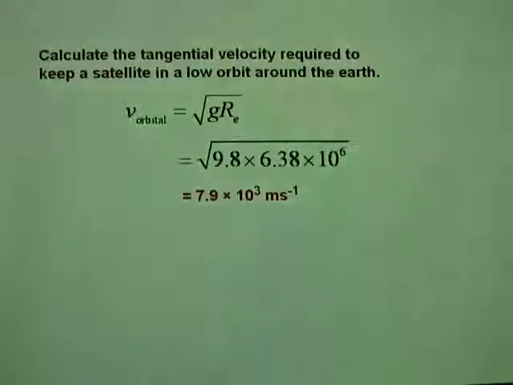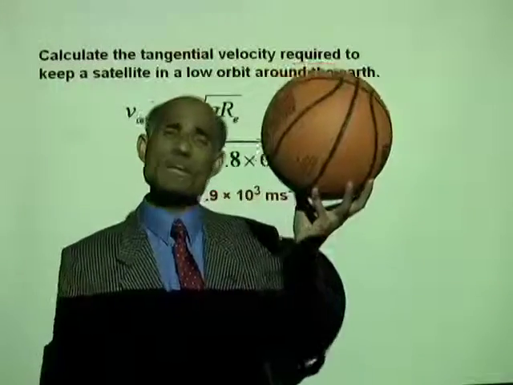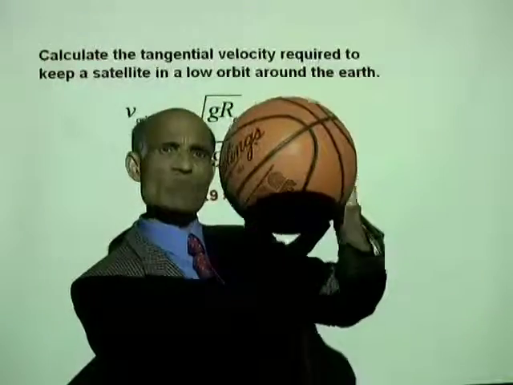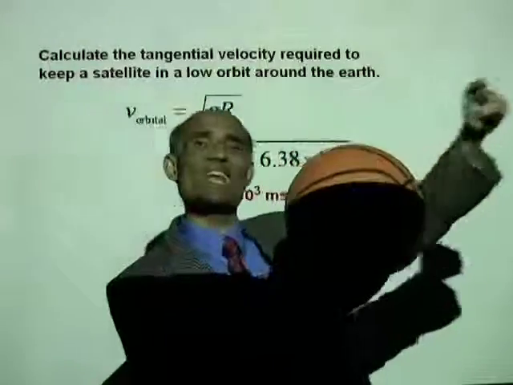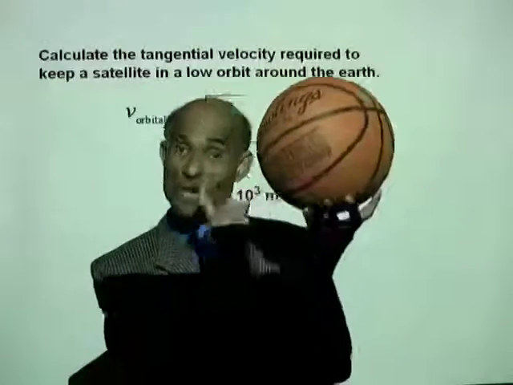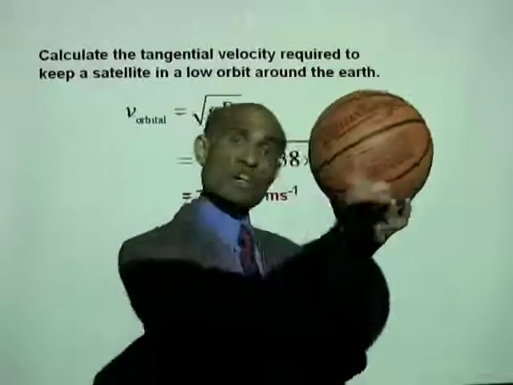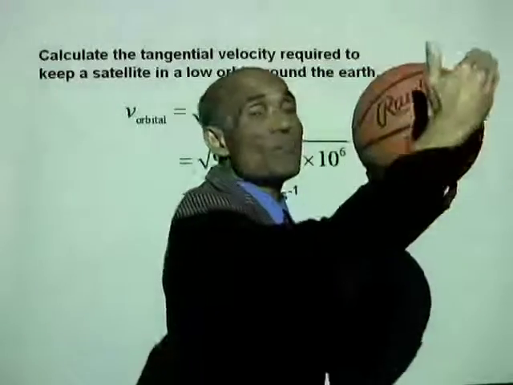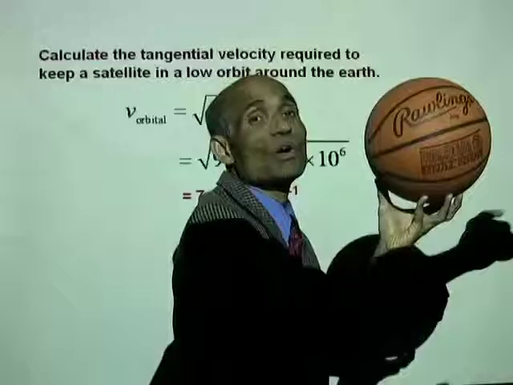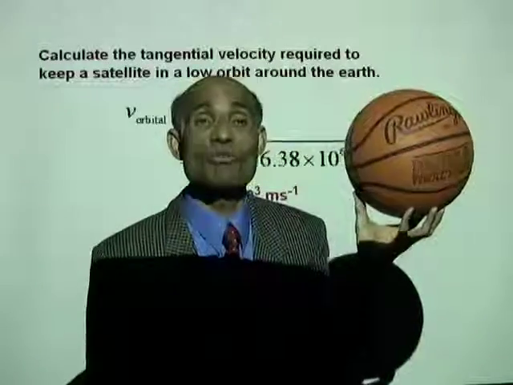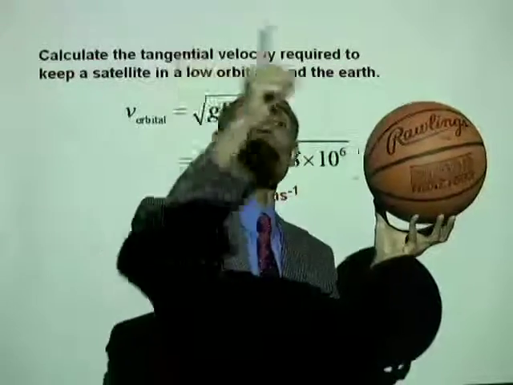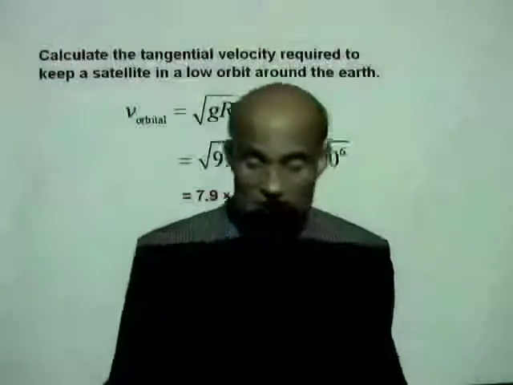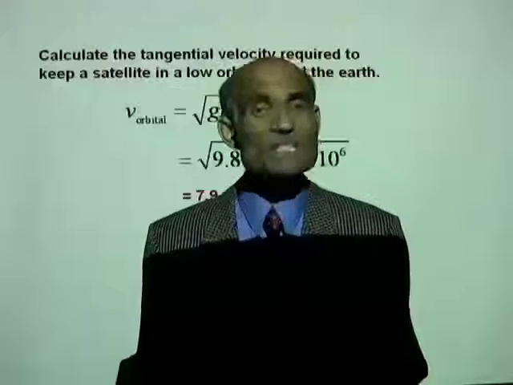So, if I can throw this ball with a speed such that in 1 second it will cover about 8 kilometers, that means at that time the amount of fall of the ball will be equal to the amount of fall of the surface of the Earth. The ball will go around in that low orbit. And that is the meaning of orbital velocity.